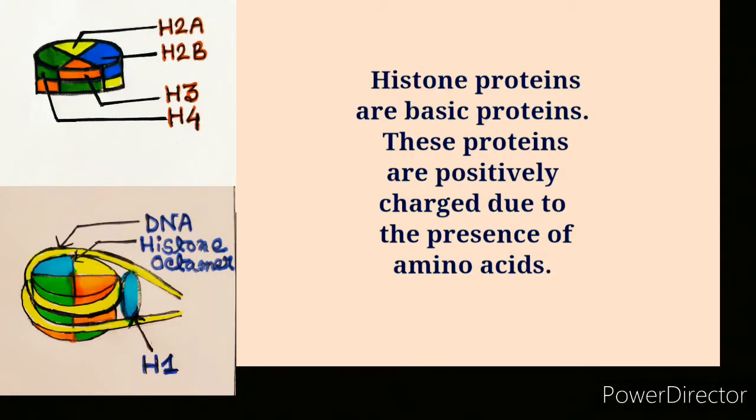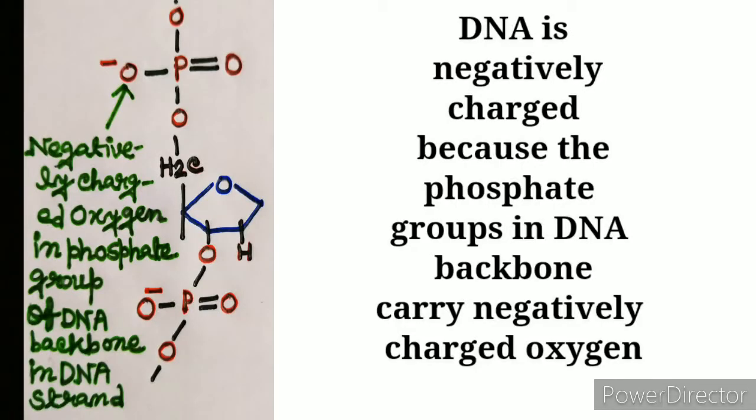Histone proteins are the basic proteins that are found within the nucleus. Histones are positively charged due to the presence of amino acids lysine, arginine and histidine, and their positive charges allow them to associate with the negatively charged DNA. Why is DNA negatively charged? DNA is negatively charged because the phosphate groups in the DNA backbone carry the negatively charged oxygen.